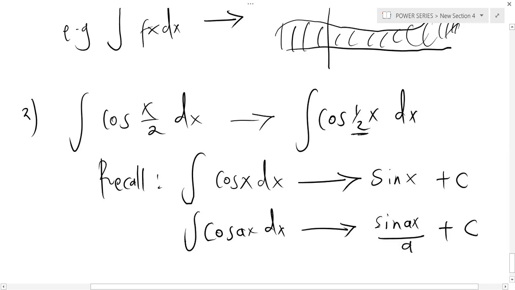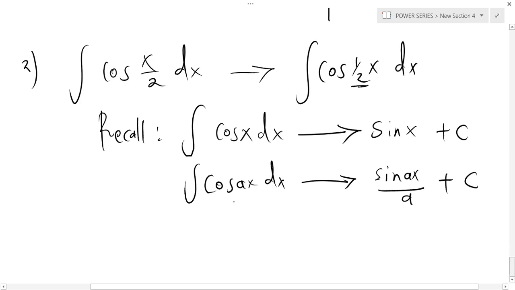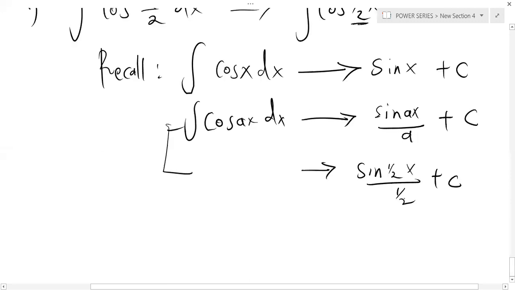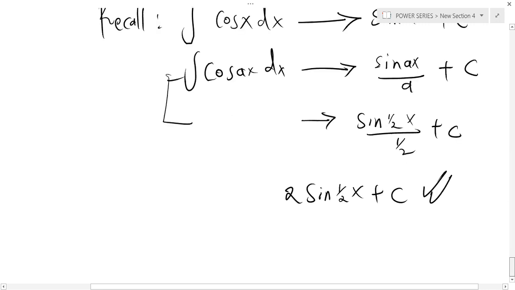So in our case here, if we follow this, then our integral will be sine of a half x over a half plus c, similar to what we have in the standard integrals. And we can write this properly. Sine a half x divided by a half is the same as 2 sine a half x plus c. And this is the answer for the second question.